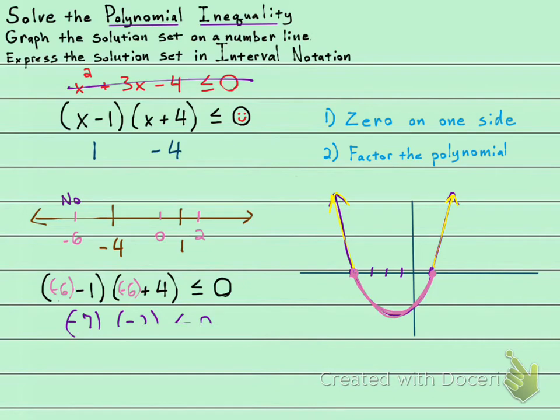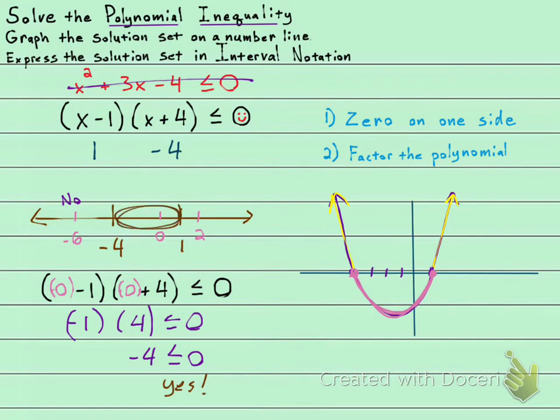So save some space. I'll plug in a 0 next. All right, plug in a 0. 0 right here and a 0 right here. 0 minus 1, negative 1, times 0 plus 4 is 4. Negative 1 times 4 is negative 4. Is that less than or equal to 0? And the answer is yes.